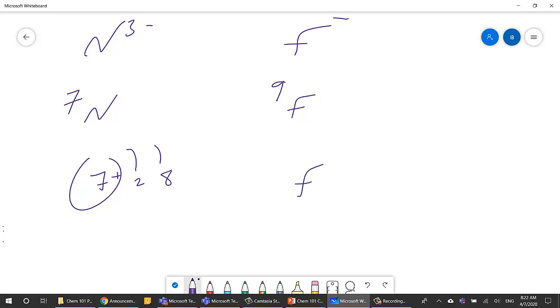The F minus, we did it many times. It's 9 protons in the middle, and you have 2 and 8. So this is isoelectronic. If they are isoelectronic, then you can apply the rule, and the rule says that as you go from left to right in the periodic table, the size decreases, and therefore F minus is smaller than N3 minus. So only if they are isoelectronic can you apply the idea and compare between them. Okay?